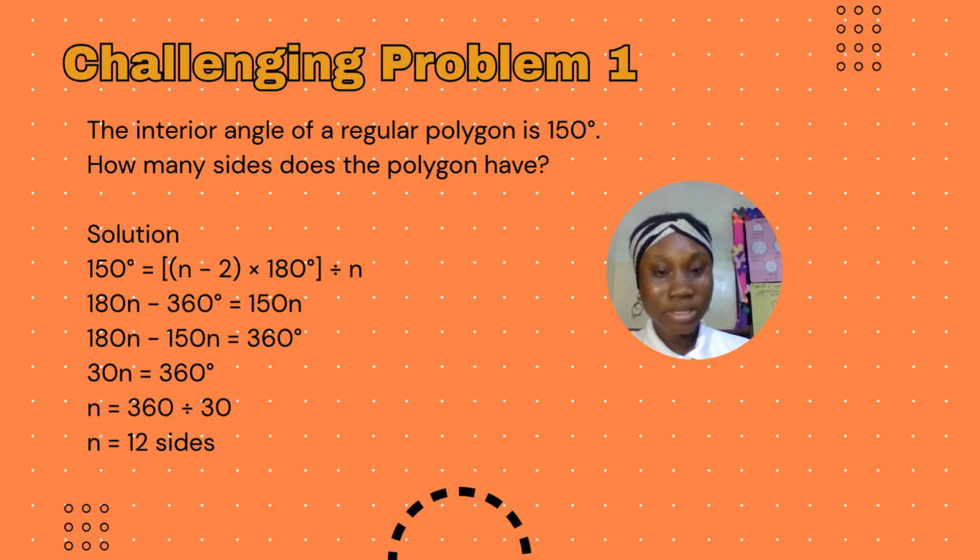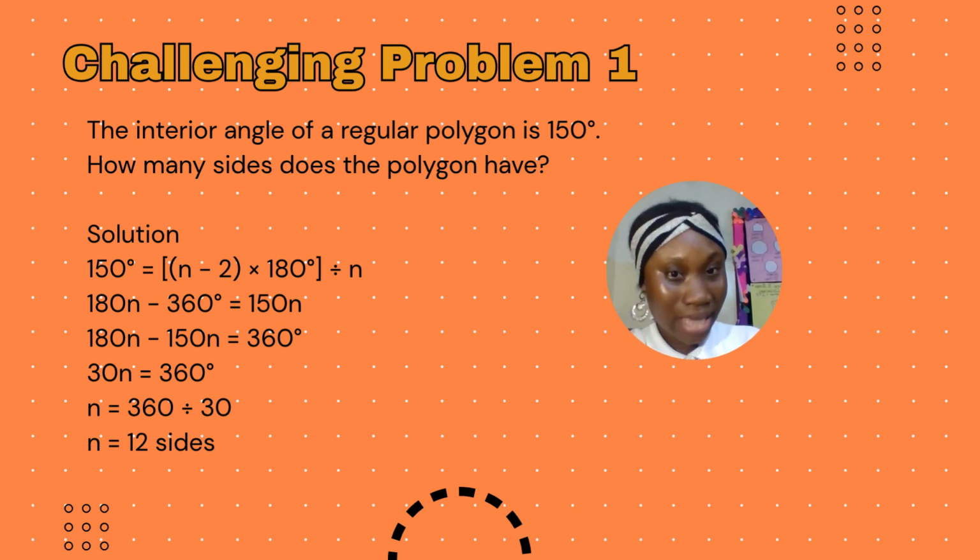And what do we do? We have to cross multiply. So when you cross multiply, you are left with n minus 2 times 180 degrees is equal to 150 degrees multiplied by n. Did we get that? So then we go ahead and use the 180 to open up what we have inside the bracket. Inside the bracket, we have n minus 2. So multiply that by 180 degrees.